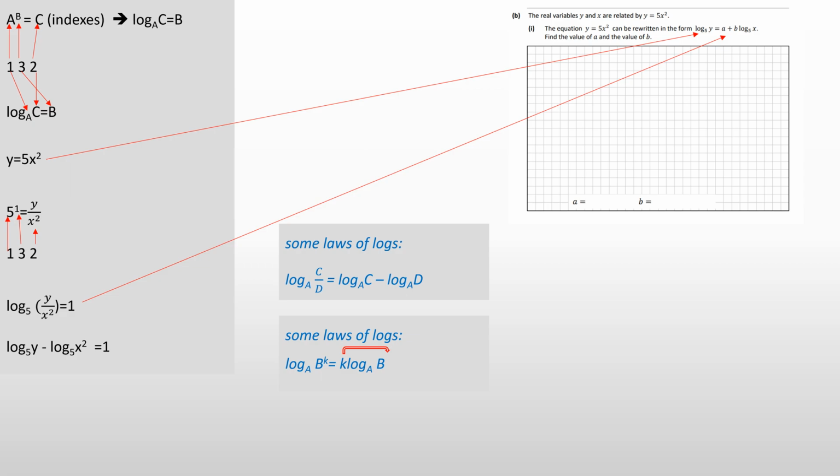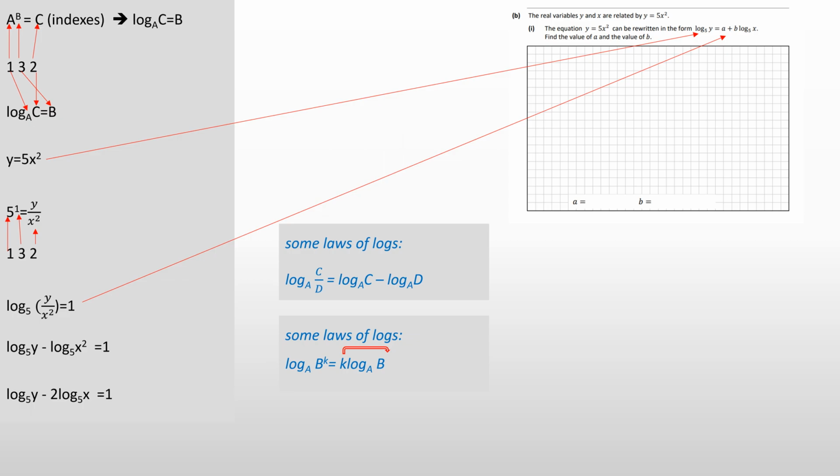So in this case, our k is the 2 in front of the x squared. So we can rewrite that as log 5y minus, we take the squared on the x and put the 2 in front of the log. So it becomes log 5y minus 2 log 5x equals 1. Again, it's almost there. We have the 2 logs, we don't have the x squared anymore. It's looking good. The last step is just to rearrange it so that it looks exactly like that.